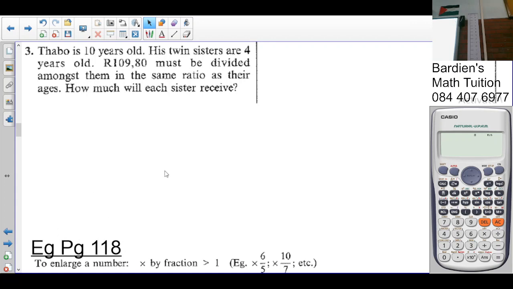So here we are told that Tambo is 10 years old. His twin sisters are 4 years old. Okay, so how many people are there? 3 people. So we've got Tambo, sister 1 and sister 2. So his twin sisters. That's all. Two sisters, no? Are 4 years old.